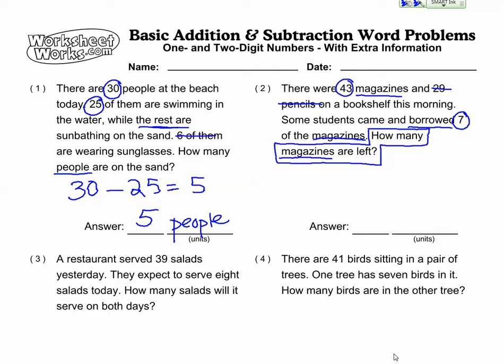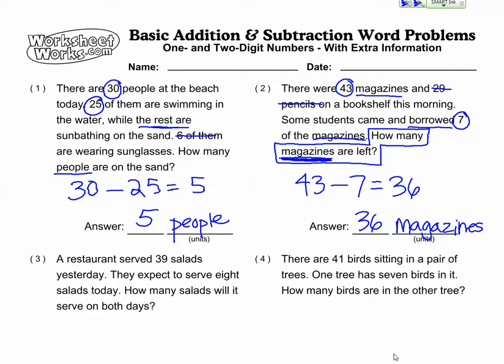So let's go back and look at this again. How many magazines did we start with? Look at the top. There were 43 magazines to begin with. And then students came and borrowed, or took away, 7 of the magazines. How many are left over? Well, Panthers, 43 minus 7 is 36. So our answer is not just 36. What did we underline? Look at the question. How many what? Magazines would be our unit.